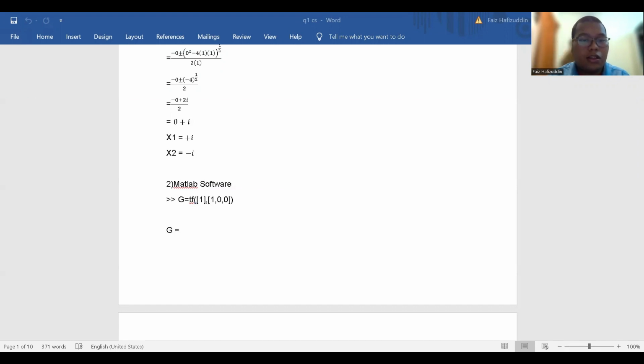So next we will use pzmap, and then the graph will open here, and we can see the pole zero map, and then we need to enter the grid. As you can see here, the two values are 0 plus 1i and 0 minus 1i. Based on the calculation, the pole zero of this system is stable, and we will continue to objective number 2.